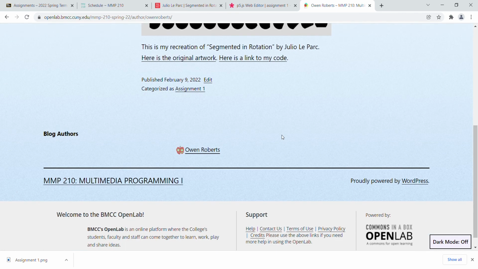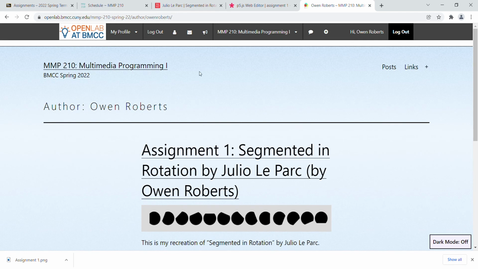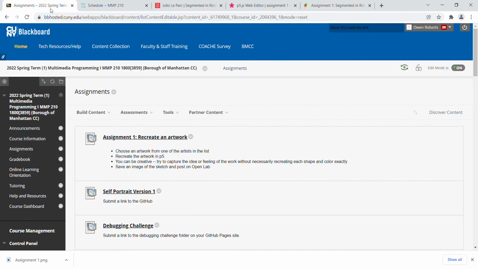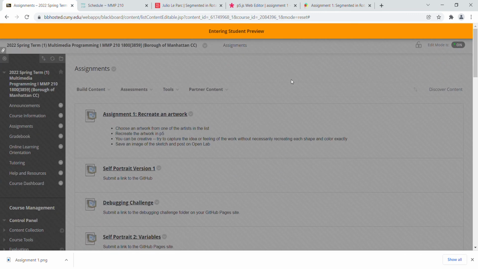output of your work. So the last thing that we have to do now that we've done all of this other stuff, we're almost done. We've got to take this link. So I can go up there and copy, or I can hit share and copy link. And now I have to turn it in. So I'm going to go over to Blackboard, and I'm going to go into student preview mode.